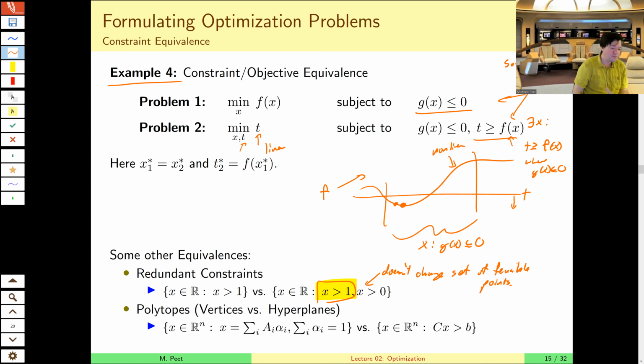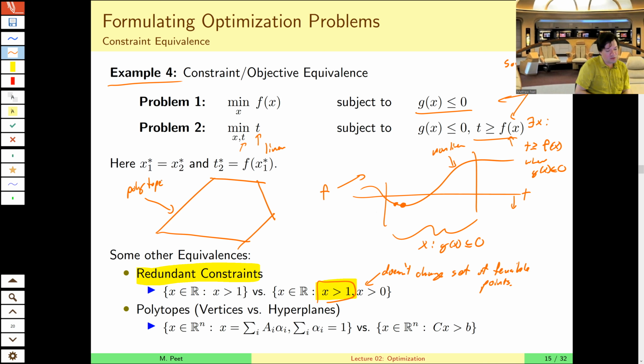Right. So redundant constraints don't change the problem. Easy to show. A little bit more subtle is the representation of the set itself. So, for example, there's this classic representation of a polytope. So a polytope looks like this. Actually, it's not convex. We typically have convex polytopes. Something like that.